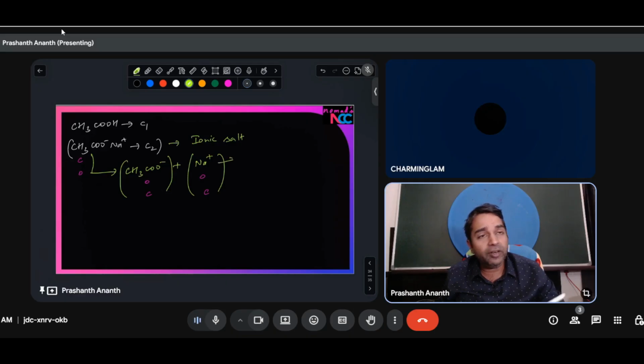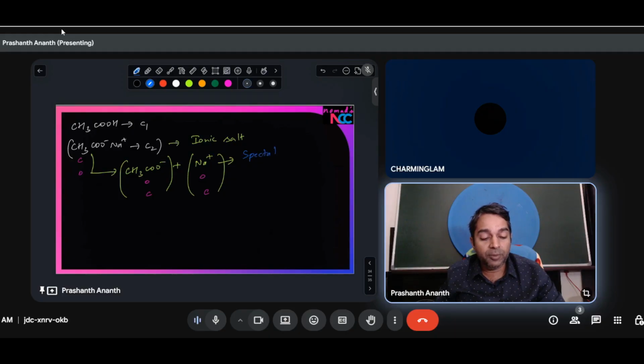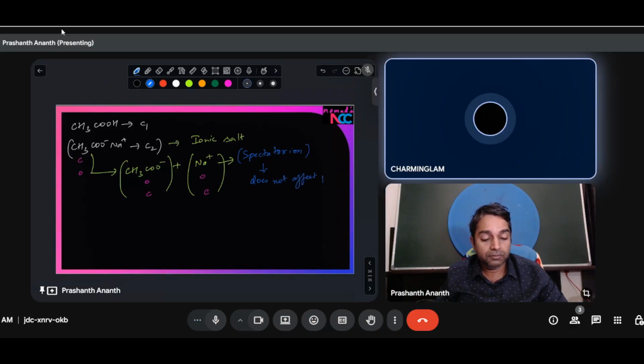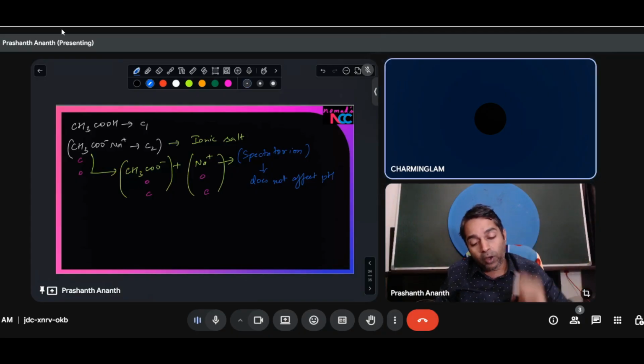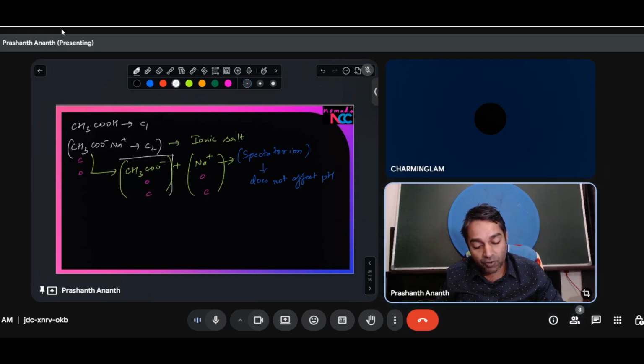Na plus, what kind of an ion is it? Do you remember? Spectator ion. Good, nice. So it's going to be a spectator ion in this case, so it does not affect pH. So what is going to be affecting pH in the solution now? We will have this CH3COO minus definitely affecting pH.